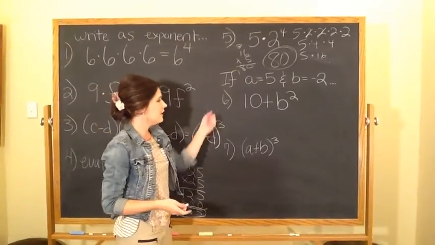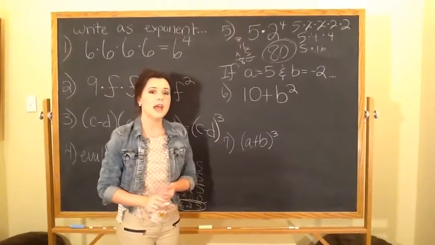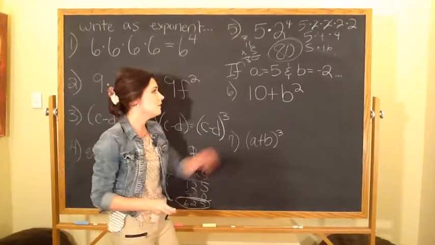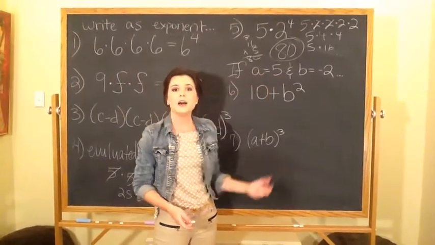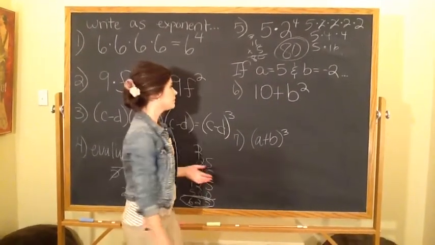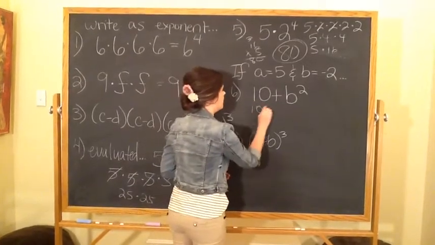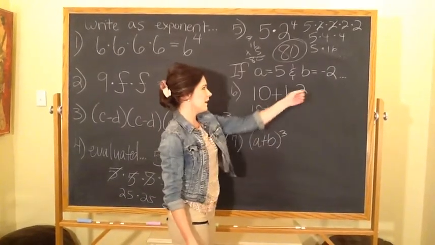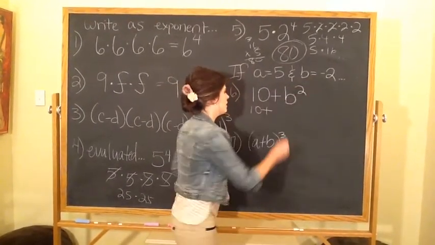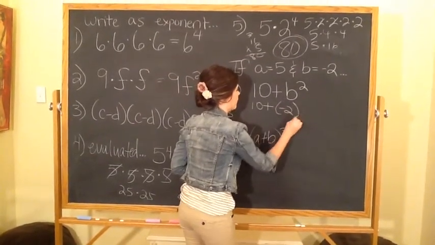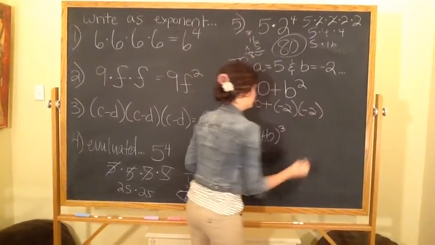Alright, let's go ahead and look at example number 6. Now this time we have variables, but we are given what the variables are equal to, so we'll have to plug those in and solve. So we have 10 plus b squared. So b is negative 2, so that means we're going to multiply negative 2 times negative 2.